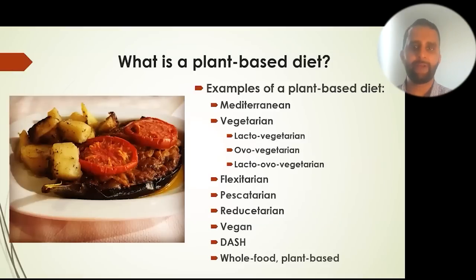So what is a plant-based diet? Examples include a Mediterranean diet, a vegetarian diet, and of course there are several subtypes of a vegetarian diet. It could also include a flexitarian diet, a pescatarian diet, a reducitarian diet, a vegan diet, a DASH diet, and also a whole food plant-based diet.